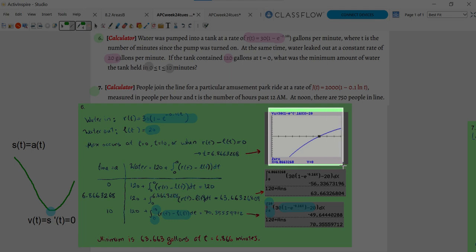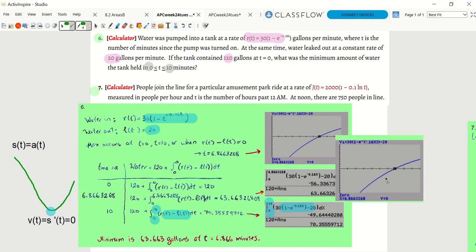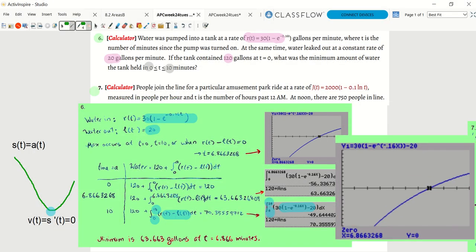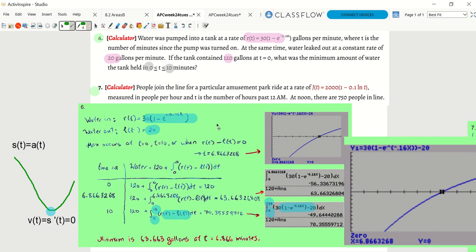So if you look here at this equation, we're going to subtract red with red, and we get this right here, red minus red. That's our net rate. And remember, rate is at the velocity level, which is the derivative of the amount.